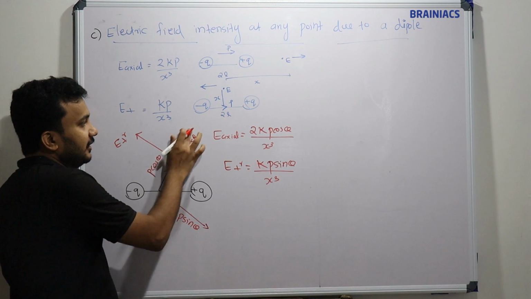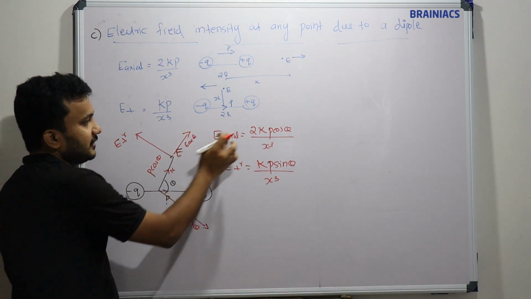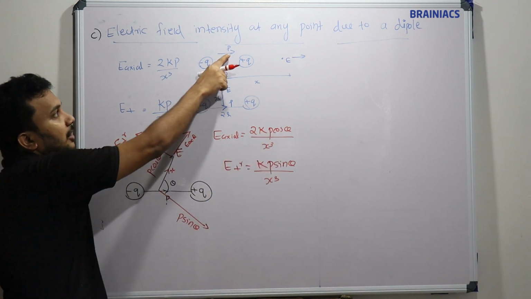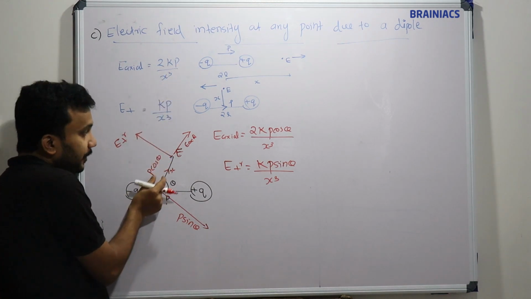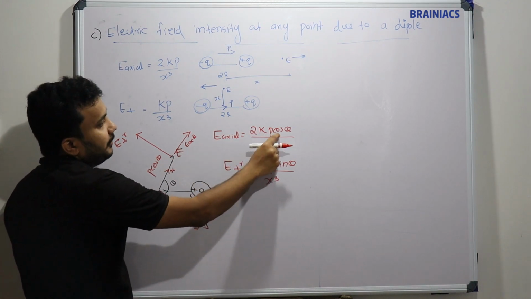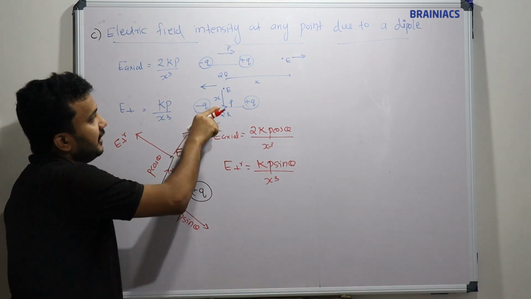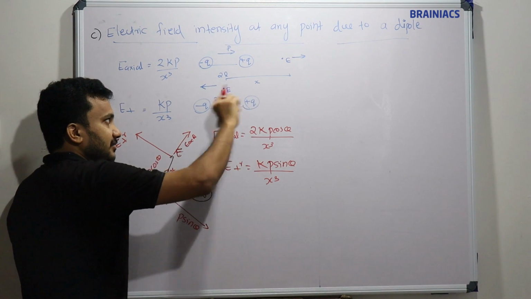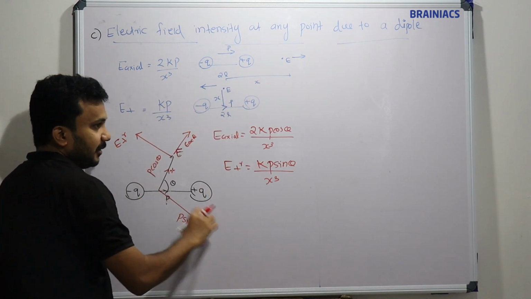The electric field along the axis of P cos theta is called 2Kp cos theta by x cube. Here P is along the axis, so we have written 2Kp by x cube. Here P cos theta is along the axis, so what have we written? 2Kp cos theta by x cube. Next one, perpendicular. Here this is the perpendicular point from here, and P is like this, so we have written Kp by x cube. Here this is the line, and this is the perpendicular one.